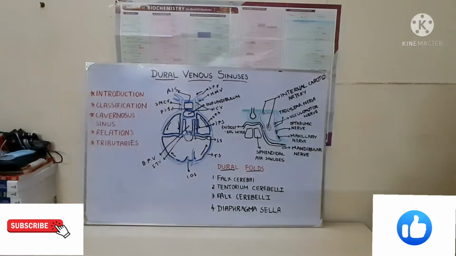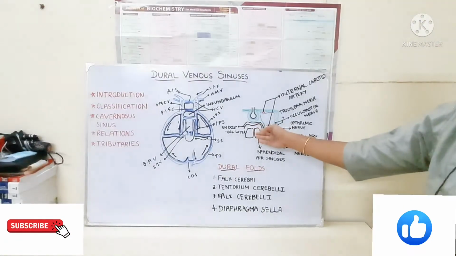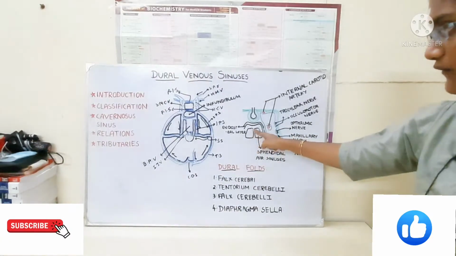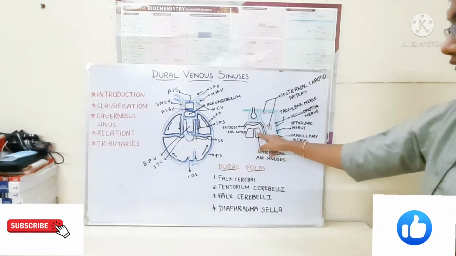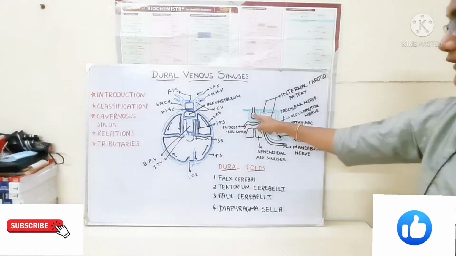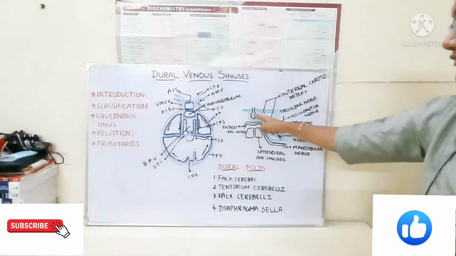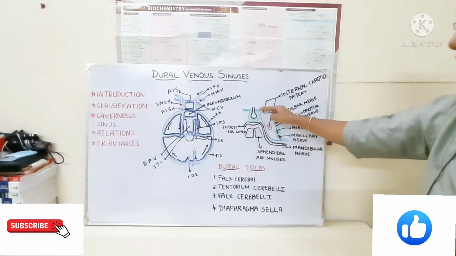And then the medial relation, as you can see, medially the sphenoid bone is there. Inside the sphenoid bone we have sphenoidal air sinuses. So we can say that the medial relation is sphenoidal air sinuses, and another medial relation is the pituitary gland. The pituitary gland is present over here, and this is the sella turcica.